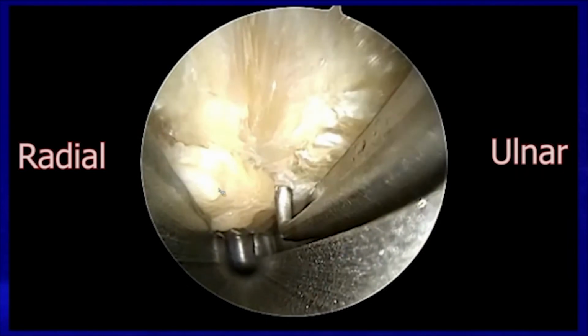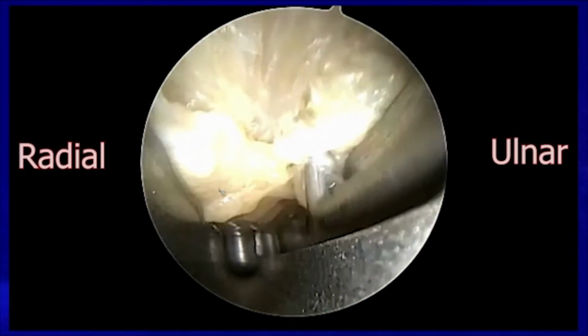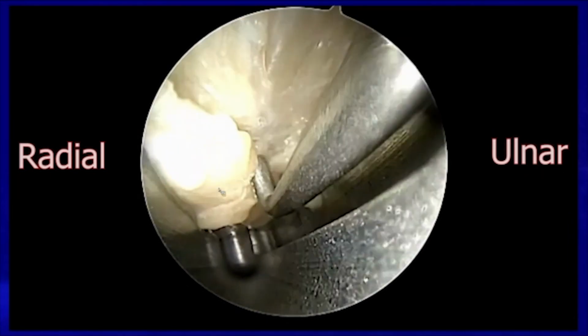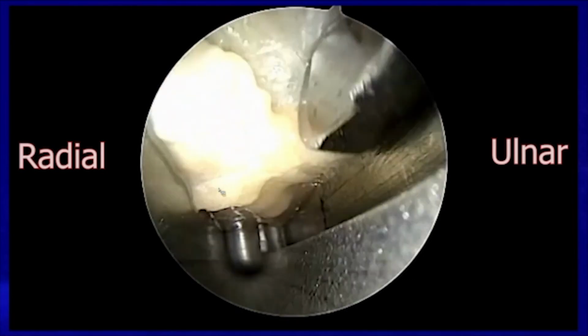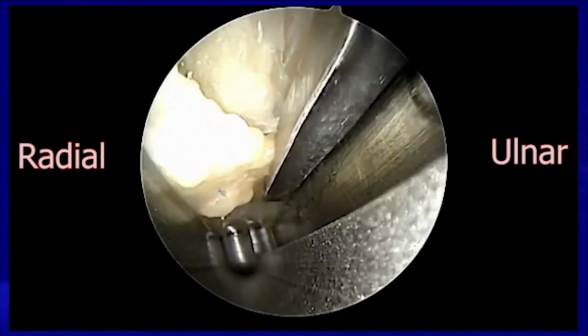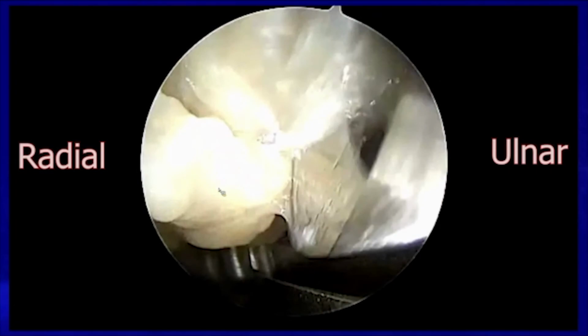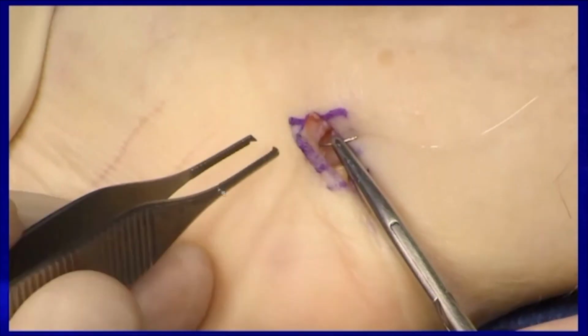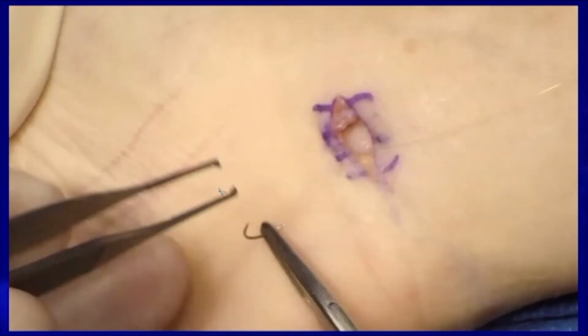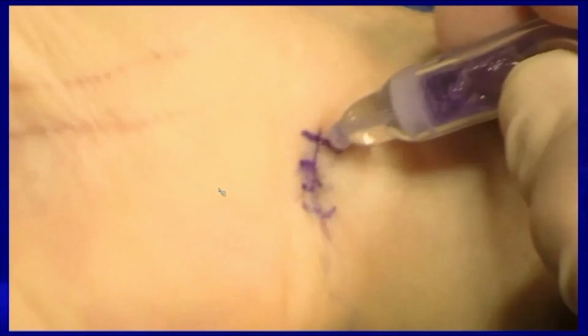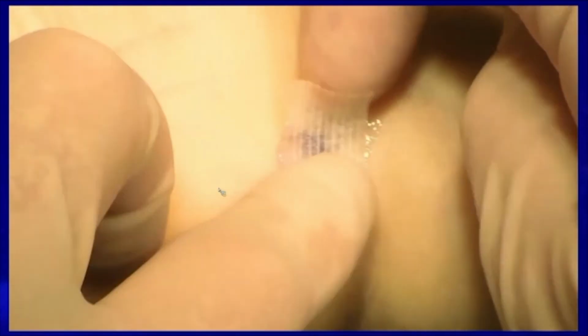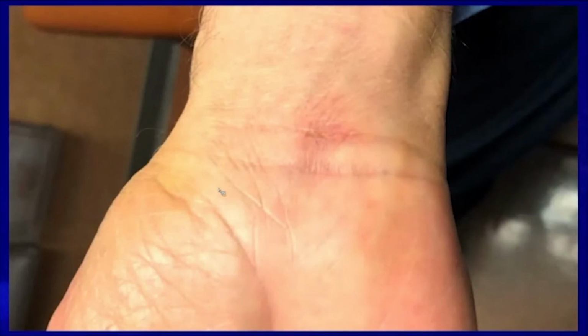So you see those longitudinal fibers. Those are fibers of the palmar fascia. You know that you're complete. Little band there, just go back in, complete that, and then you're done. And I close this with buried subcutaneous Monocryl, Dermabond, and a Steri-Strip. It really does give an amazing cosmetic result. That incision basically will disappear after about 6 months.